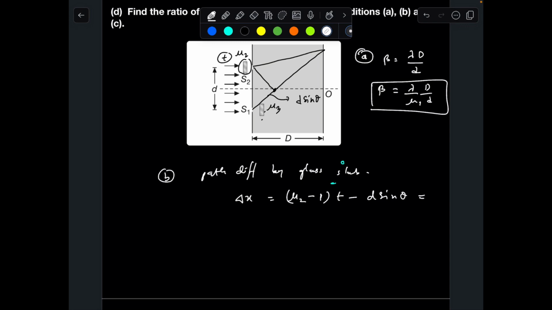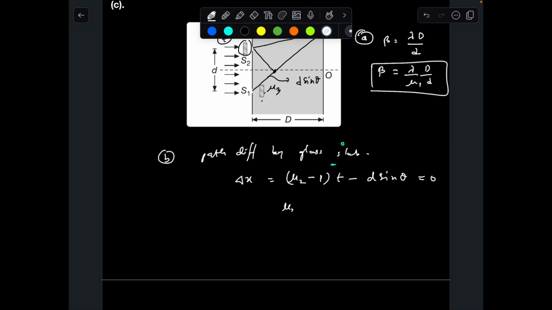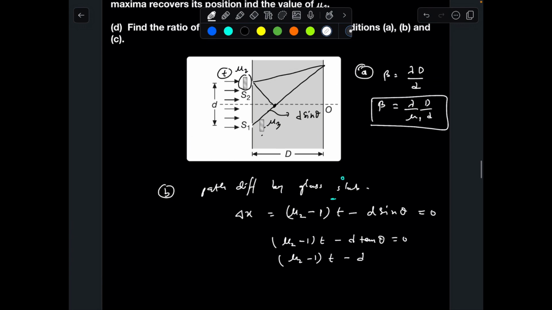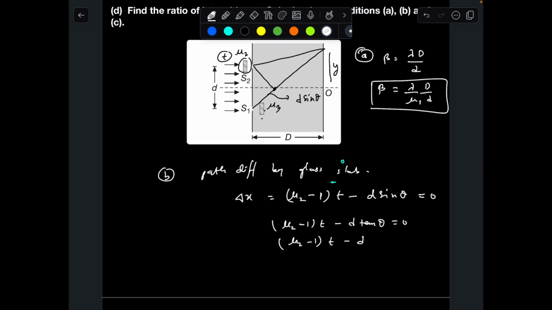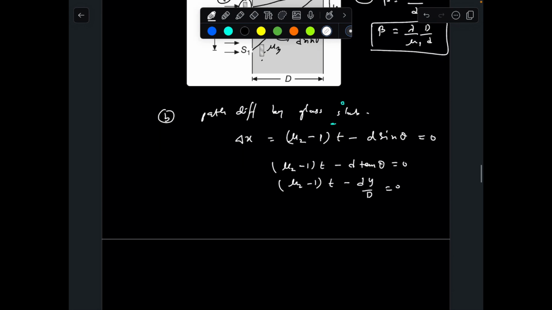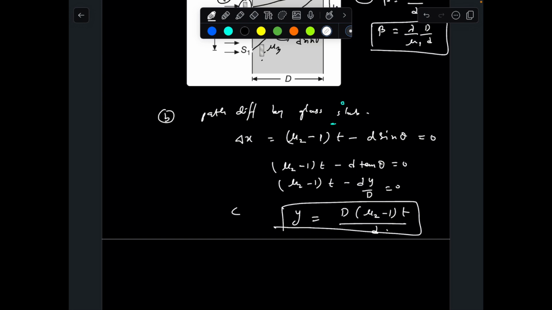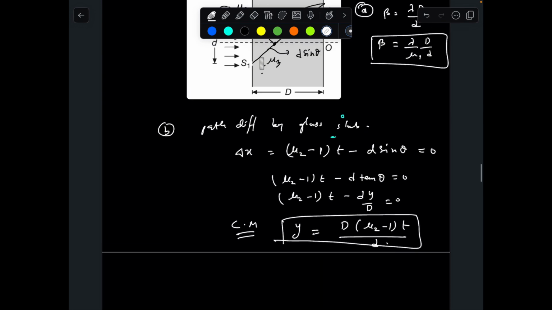For central maxima, this has to be 0. So I can write (mu2 minus 1) t minus d sine theta, which can be written as tan theta, equal to 0. What is tan theta? From this diagram, tan theta will be y by capital D. So (mu2 minus 1) t minus d times y by capital D equals 0. What is the value of y? I am getting y equal to capital D (mu2 minus 1) t divided by small d. So this is the new location of central maxima.